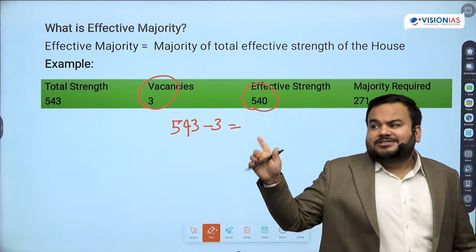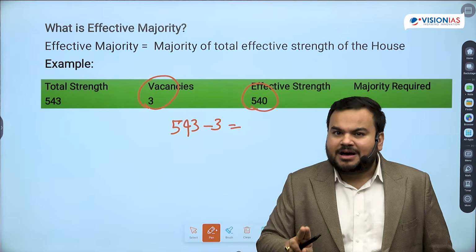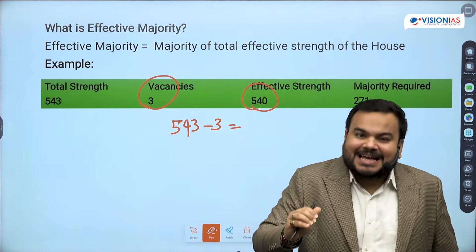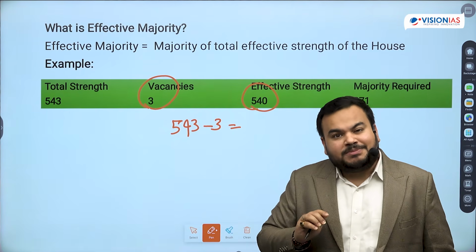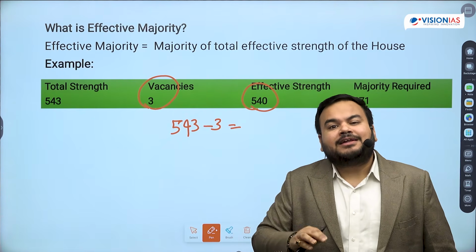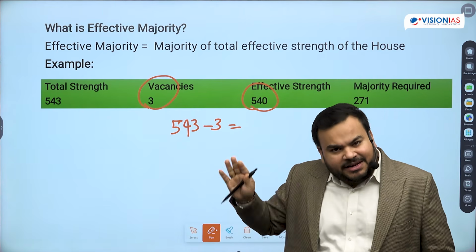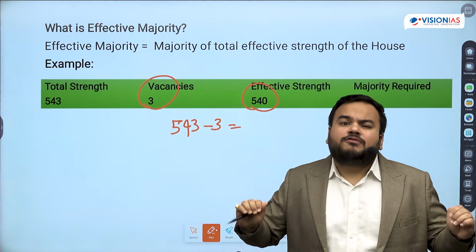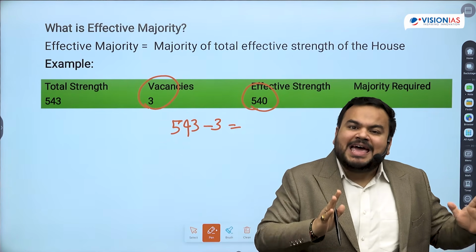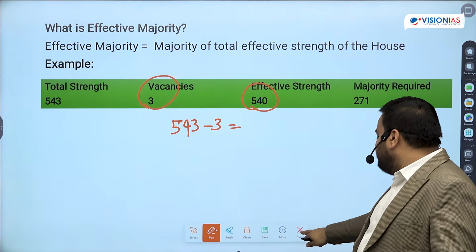So a simple trick: this majority is used for the removal of the Speaker and Deputy Speaker of Lok Sabha, and the Chairman and Deputy Chairman of Rajya Sabha. Also in the state legislatures, for the removal of the Speaker and Deputy Speaker of the State Legislative Assembly, as well as the Chairman and Deputy Chairman of the State Legislative Councils. So technically, this effective majority is used for the removal of all the presiding officers of the Parliament, that is, the Union legislature, as well as the state legislatures. Are we clear on this? That is the idea of effective majority.